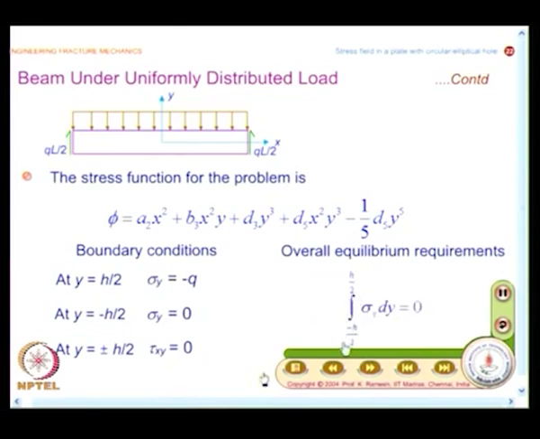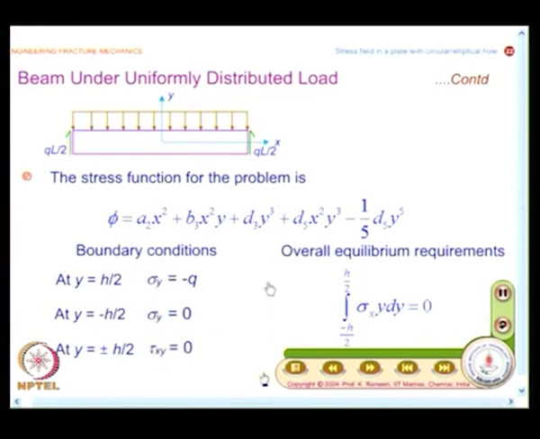So, I have the integral from minus h by 2 to h by 2 of sigma x dy equal to 0, the net force is 0, and you also have the integral from minus h by 2 to plus h by 2 of sigma x y dy equal to 0. So, this gives you the moment, and if you look at the boundary conditions, it is possible for you to evaluate these coefficients. I am not getting into those details, and once you know what phi is, you can easily write the expression for sigma x, sigma y and tau xy.